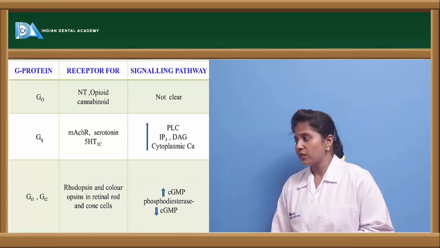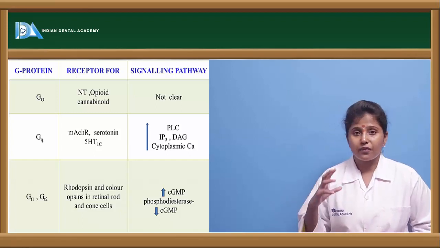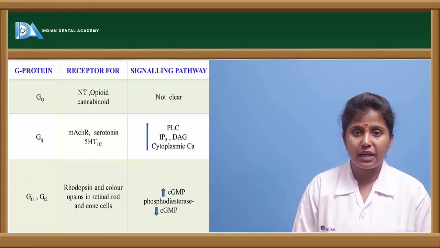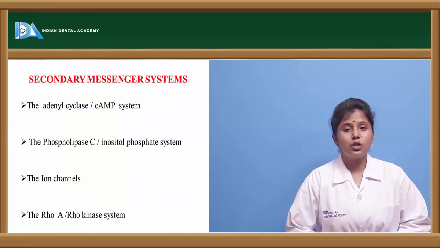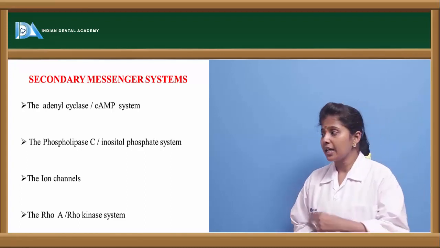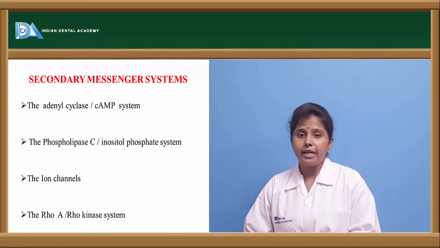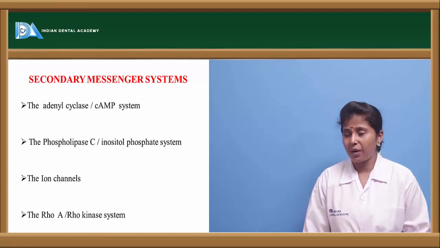And Gt type of receptors are present in rhodopsin and cone cells of the eye, where they undergo the process of increased cyclic GMP levels. So in this GPCR, as I told you, they have various signaling pathways. The GPCR has 4 different types of pathways. One is the cyclic AMP pathway, inositol triphosphate pathway, ion channel regulation and Rho kinase pathway.